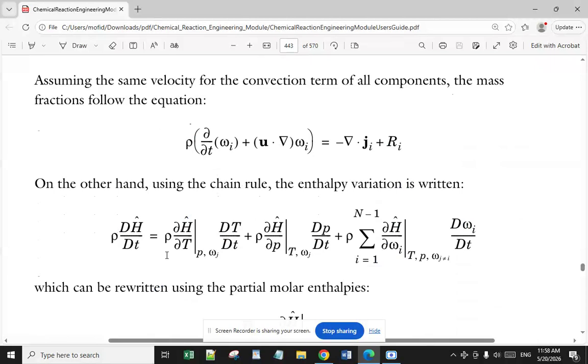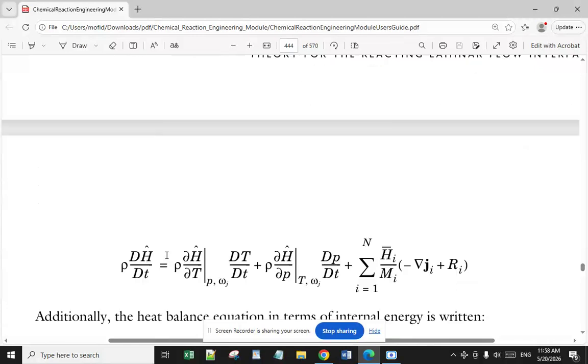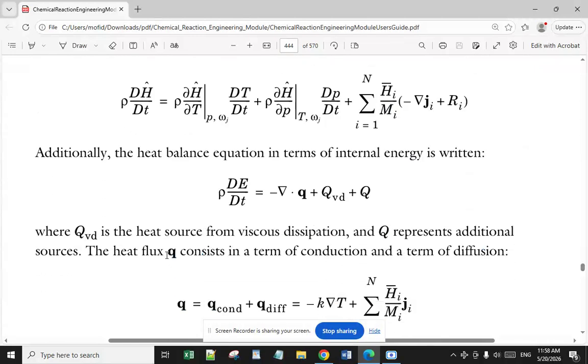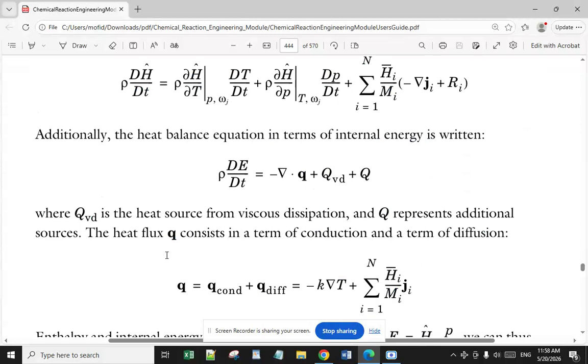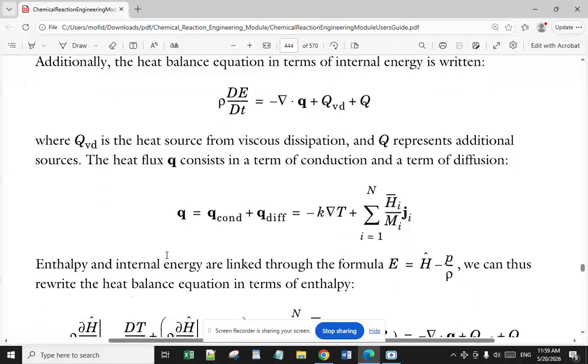On the other hand, using the chain rule, the enthalpy variation is written as follows, which can be written using the partial molar enthalpies as follows. Additionally, the heat balance equation in terms of internal energy is written as follows, where Q_vd is the heat source from viscous dissipation and Q represents additional sources. The heat flux q consists of a term of conduction and a term of diffusion.